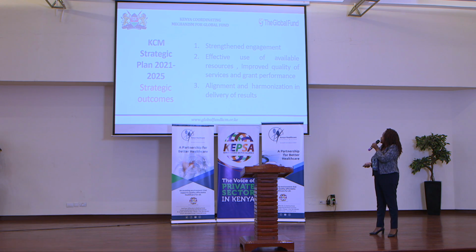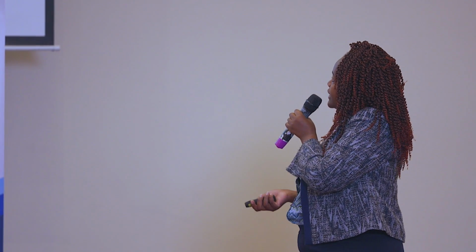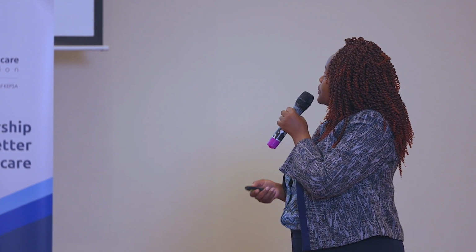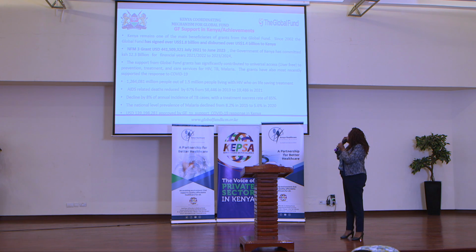So please give us as much feedback as possible in this engagement forum. Effective use of available resources, improved quality of services and grant performance. So there is some funding that comes to the KCM as a KCM, not just, the money doesn't just go to the implementers of the fund. There's also money that comes to KCM to run our operations, and we want to use those funds effectively. And then we want alignment and harmonization in delivery of results.